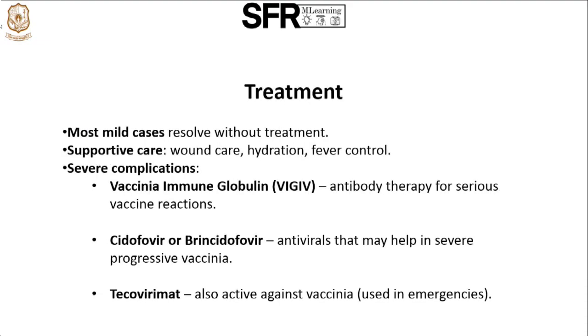Coming to the treatment, most mild cases resolve without treatment. Supportive care is a must: wound care, hydration and fever control. Severe complications call for vaccinia immunoglobulin, an antibody therapy for serious vaccine reactions, and cidofovir and brincidofovir, antivirals that may be helpful in severe progressive vaccinia. Tecovirimat is also used, as it is active against vaccinia, in emergency situations only.